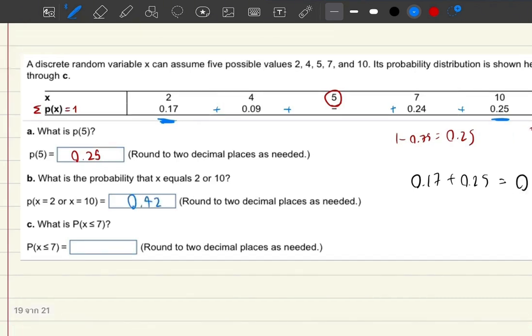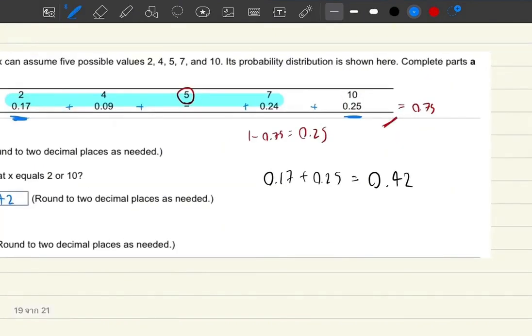Next one is C. What is the probability of x less than or equal to 7? So we're gonna count only this part. Or we can use 1 minus the probability of 10. So it's going to be 1 minus 0.25 equal to 0.75.